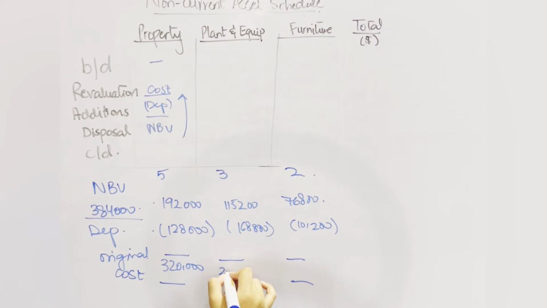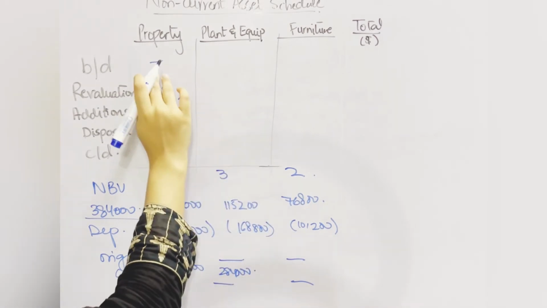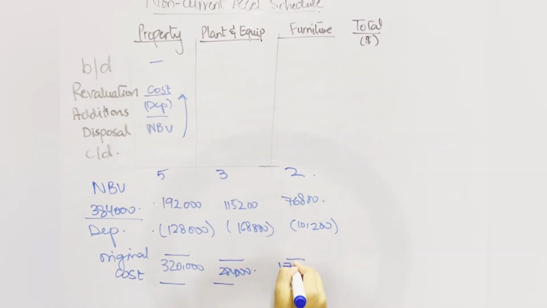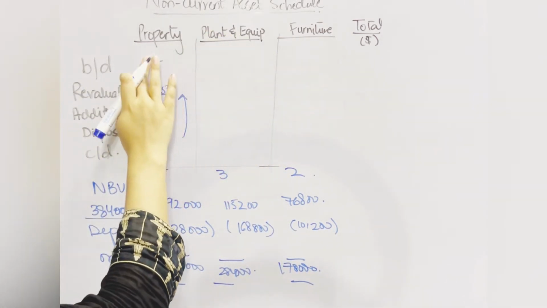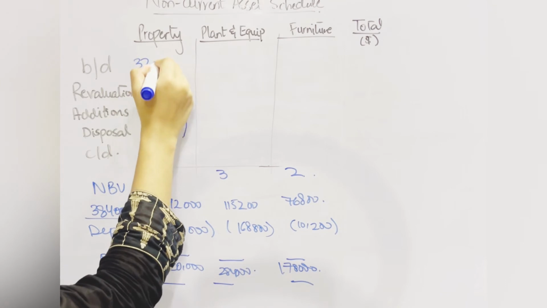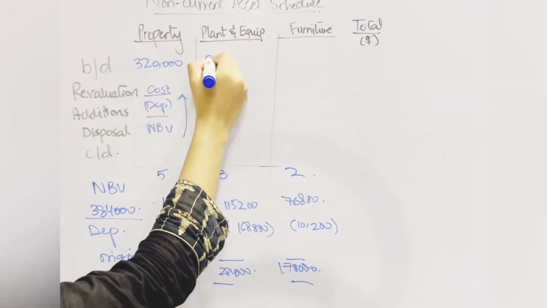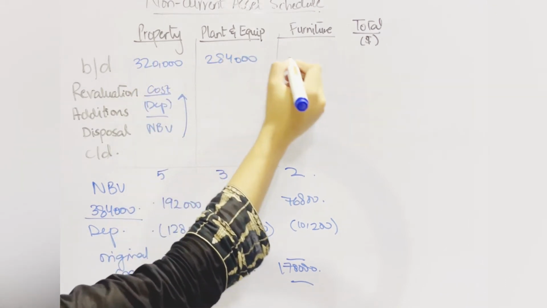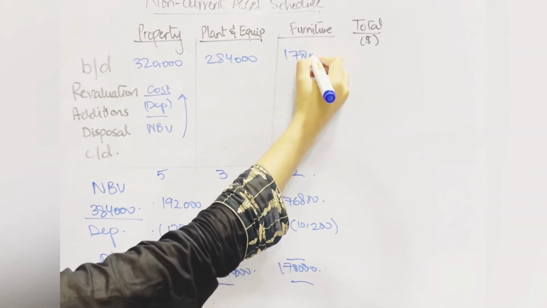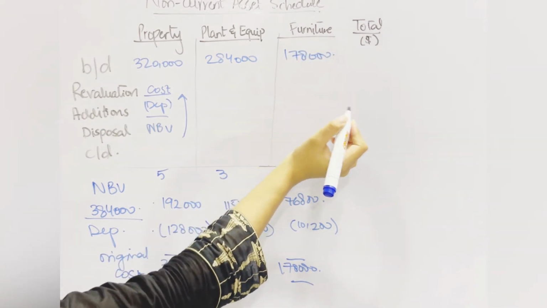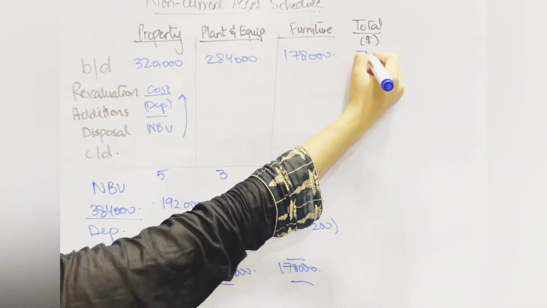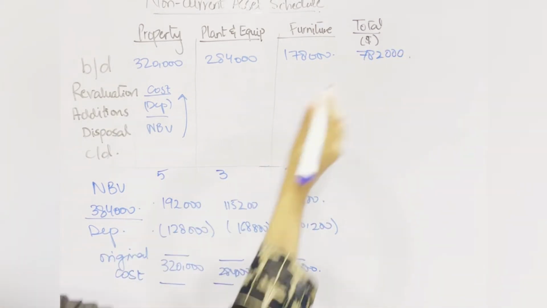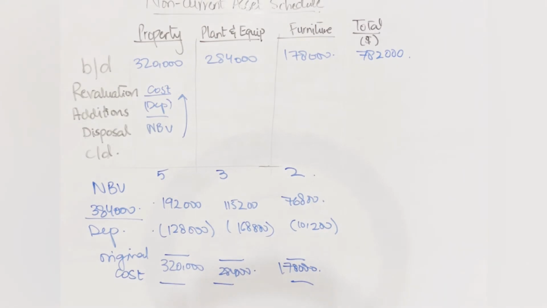You're just going to list them down, and that is the original cost that we have calculated, 178,000. So we list all the brought downs here and get the totals. The same values will be posted here, and you are also supposed to make a total column. It is mentioned in the question that you're supposed to make the total column, and that is 782,000. All right, now you're supposed to have the revaluation part.